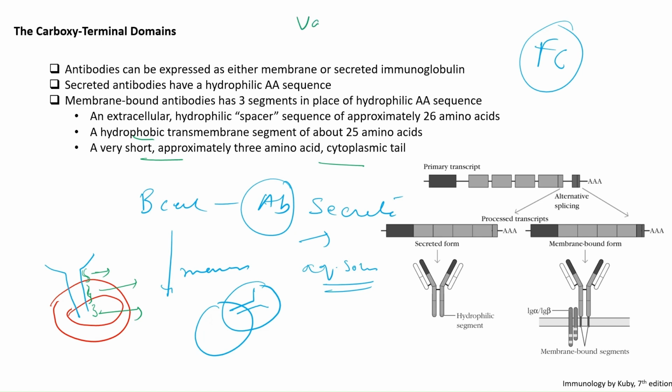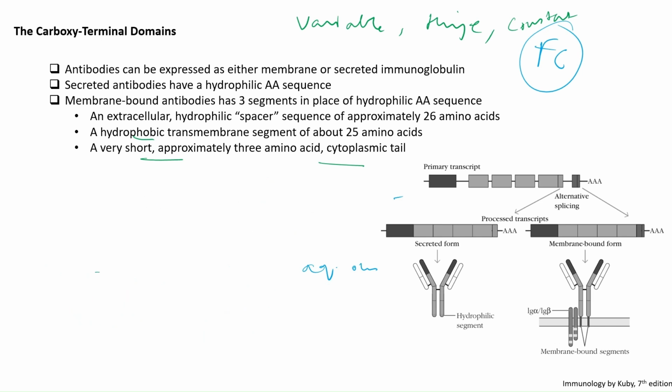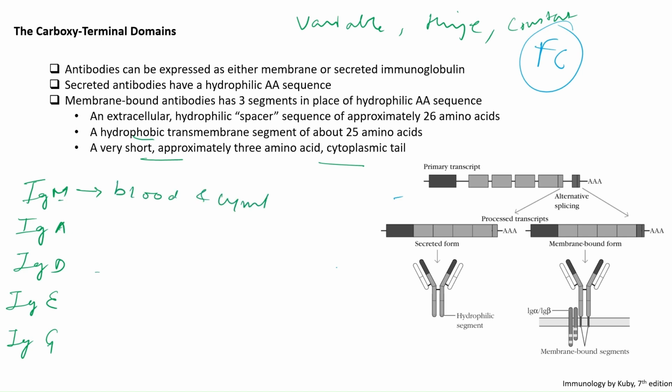So this is about the function of each and every part of the antibody: the function of the variable part, the function of the hinge region, and the function of the constant region. Now let's see the structure of the different isotypic antibodies. We have IgM, IgA, IgD, IgE, and IgG. IgM is found in blood and lymph. So it constitutes the first line of defense. Any infection that enters our body via blood or lymph, IgM will capture it.